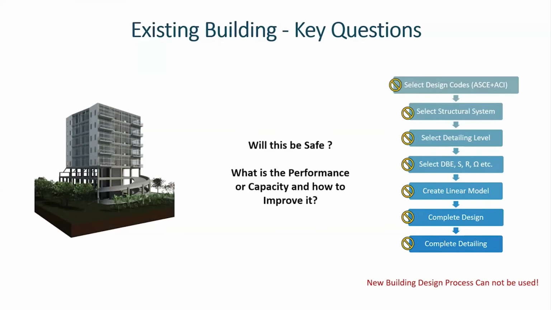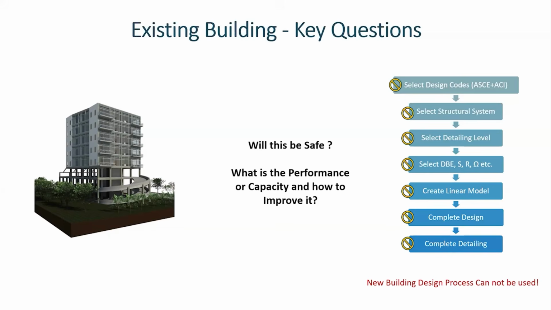For existing buildings, the question is, will they be safe? What is the performance or capacity, and how can we improve it? But remember that everything we did for a new building does not apply here anymore, because we cannot use the design code we use for new buildings. We cannot select the structural system anymore. It's already selected and constructed. We cannot select the detailing level. It's already there. We can't change it. We also cannot select R, D, and so on arbitrarily, because the actual structure may not be what we want to build. And we also cannot use the linear model in most cases, and we cannot do the design and detailing anymore.